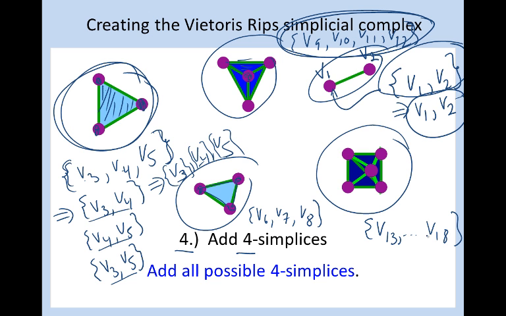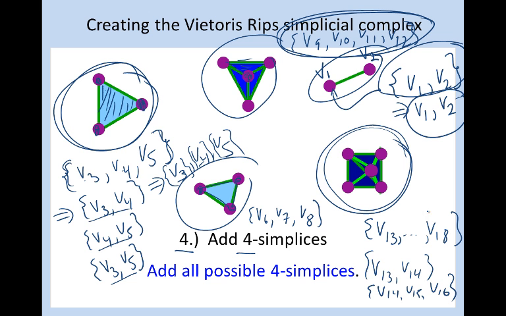subsets of this, say V13, V14, that edge has to be in there. Or the triangle V14, V15, V16. Or the tetrahedron V14, V15, V16, V17. All of them will be subsets. They'll all be part of our simplicial complex.